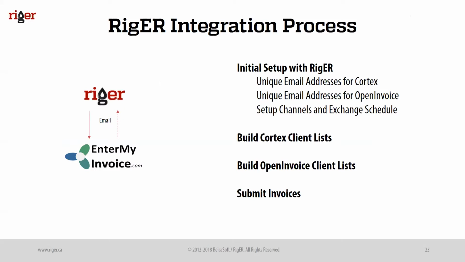Yeah. So the integration process in RigER is very simple. We just put in the initial setup, the unique email address for Cortex and OpenInvoice, and set up a channel for the exchange schedule. It could be once a day or once a week, depending on what kind of needs the company has. After that, we build a Cortex client list and an OpenInvoice client list, so there will be separate invoices depending on what kind of system the client uses. And the rest is just submitting invoices.